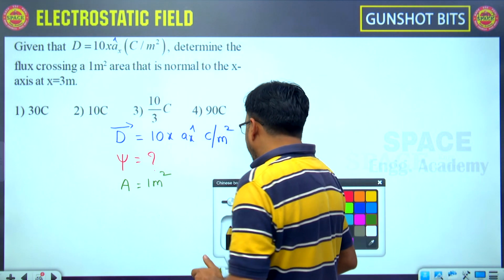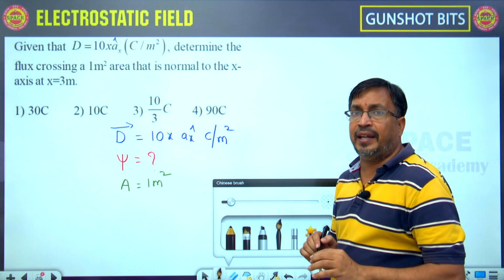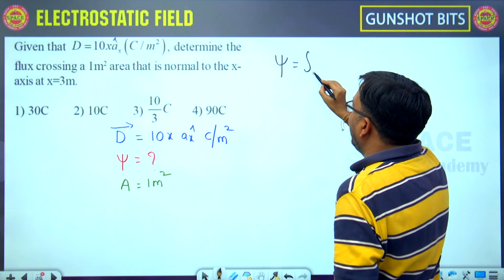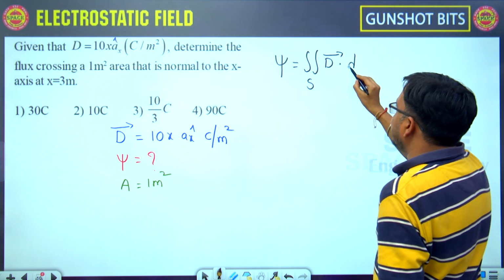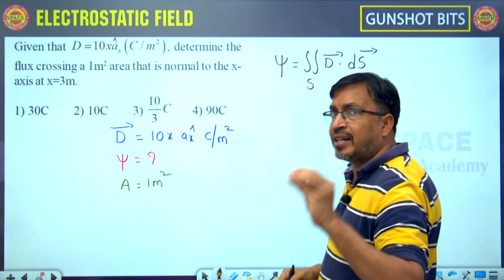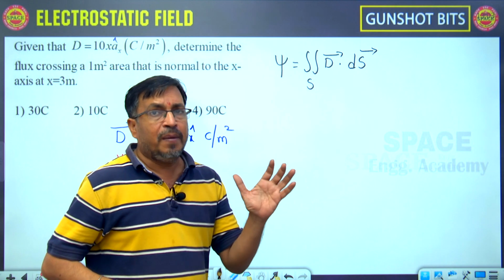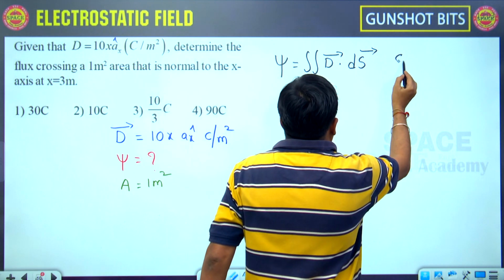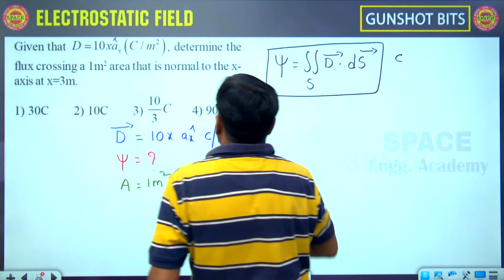So students, we know the relation between electric flux and electric flux density. What is the relation? Psi is equal to the surface integral of D dot dS. Psi is electric flux, D is electric flux density in coulombs per meter square, and dS is the differential normal surface vector in meter square. Coulombs per meter square into meter square gives coulombs. So this is the electric flux formula: psi equals surface integral D dot dS.